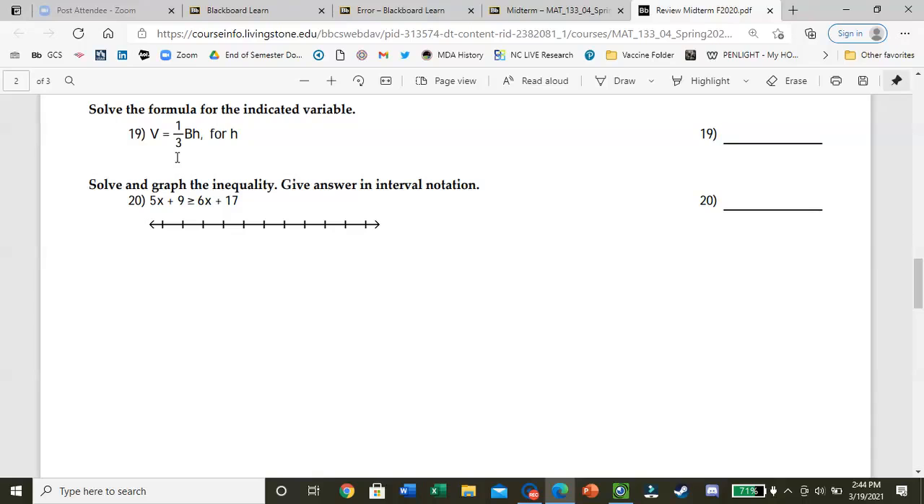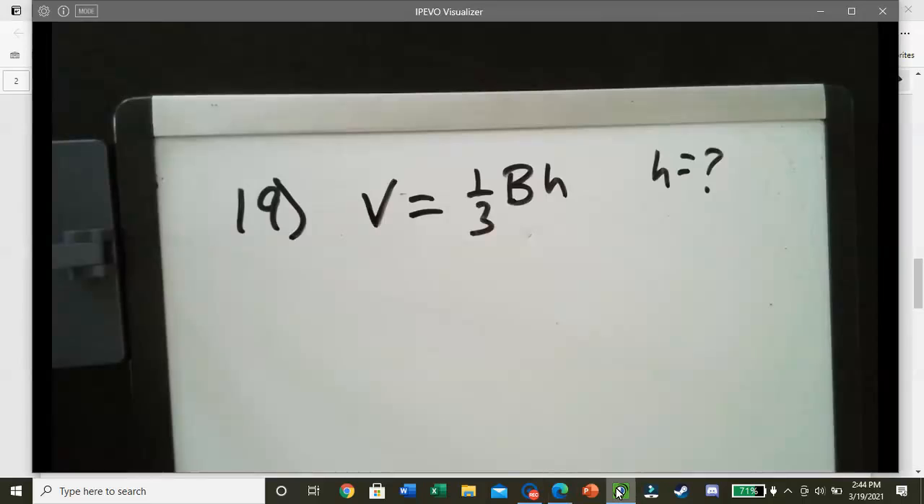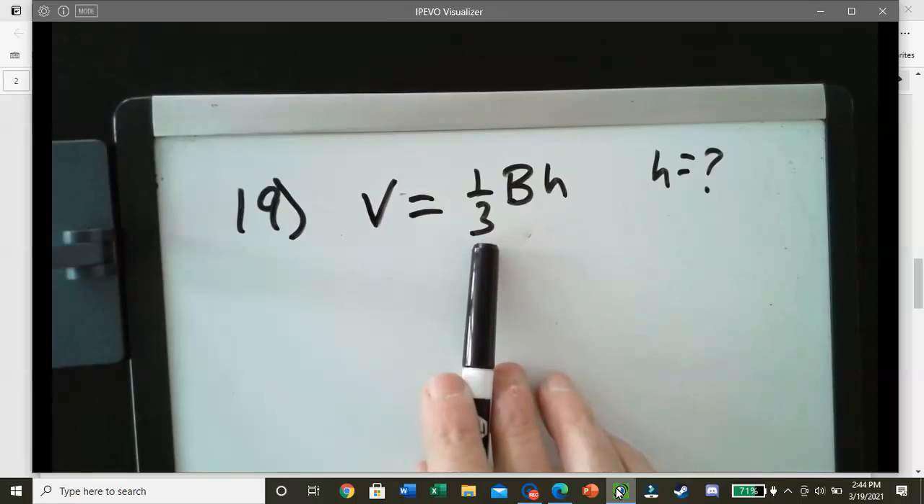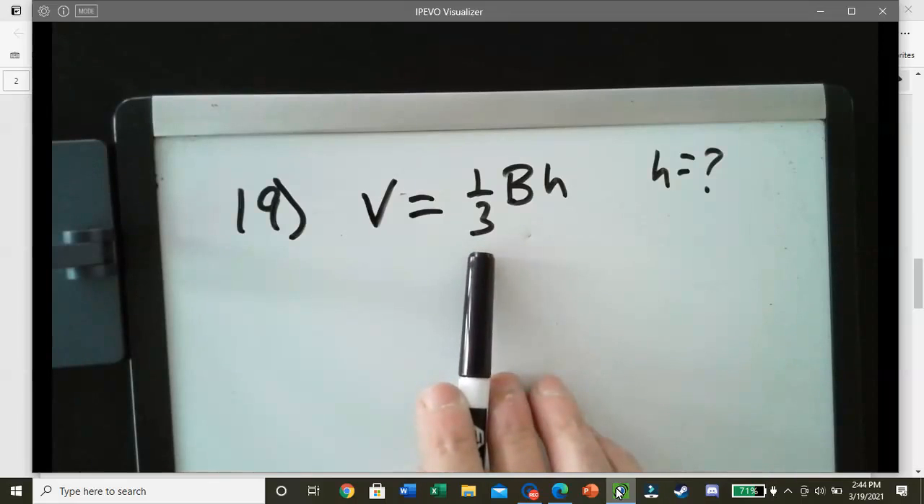We've got V equals 1/3 B H, and we're solving for H. Okay? All right. We've got a denominator. We've got a fraction. We don't want that fraction. We want to get that fraction out of there.